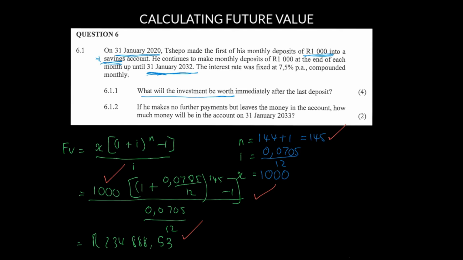Right, so we're ready to move on to question 6.1.2. If he makes no further payments but leaves the money in the account, how much money will be in the account on the 31st of January 2033? So that's another year later. Because there are no more payments being made, we have to allow what is in there, so this amount over here, to grow through compound interest. So let's clear some space and let's do the next calculation.